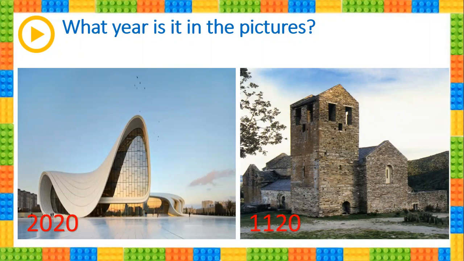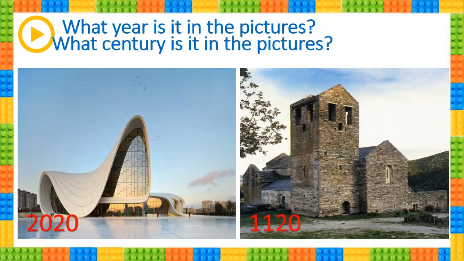Now let's calculate what century it is in the pictures. Let's remember how we calculate a century. We look at the year, for example, 2020. The first two numbers, 20, plus 1, we add 1 and it makes the 21st century. In the second picture, again, we take the first two numbers, 11, add 1 plus 1 and it makes the 12th century. Yes, you are right.